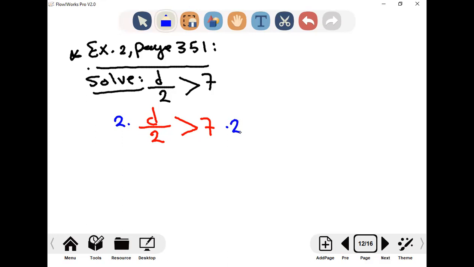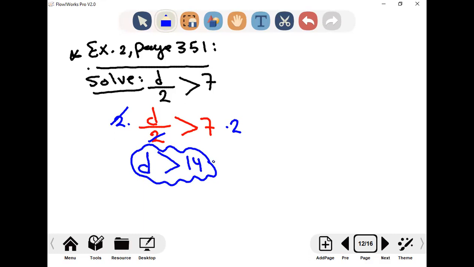Got it? Now you can cross the 2 with the 2 because 2 divided by 2 is 1. 1d is d, right? And here find the answer: 7 by 2 is 14. Now we have d more than 14. This is the solution. Is it one solution? No, we call it solution set.